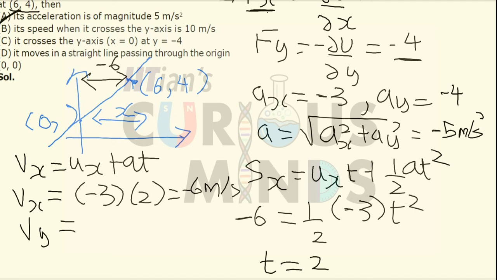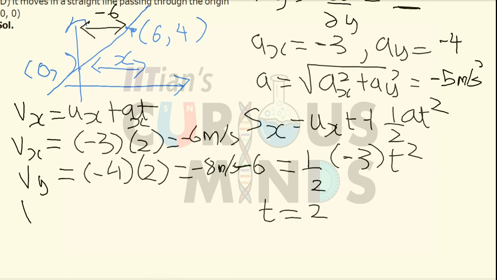The velocity in the y-axis will be given by the same formula, instead of ux it will be uy. So it will be uy plus ay into t. The initial velocity along the y-axis is equal to 0, the acceleration along the y-axis is equal to minus 4, and the time period remains the same, 2 seconds. It will be equal to minus 8 meter per second. Sorry, minus 8 meter per second.